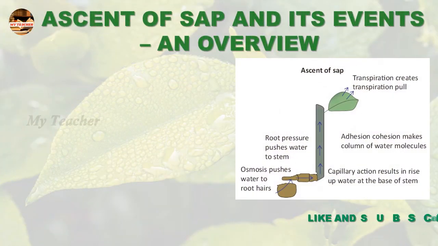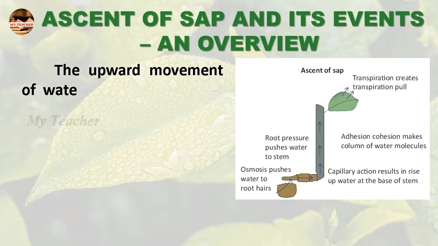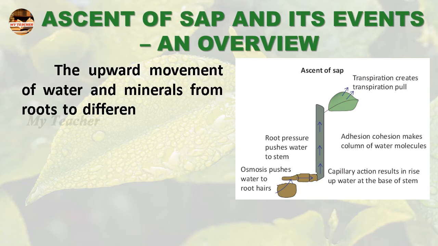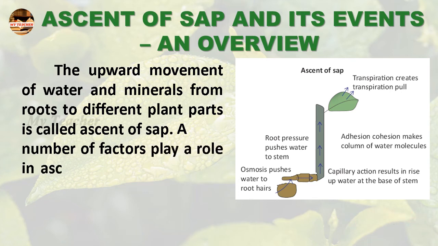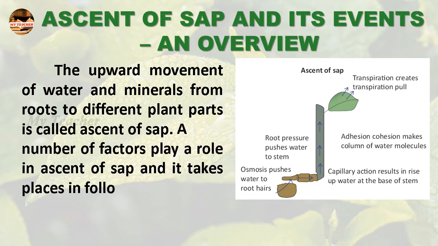Ascent of sap and its events and overview. See the picture showing the direction of water from the root to the stem. It is transpiration pull which forces the water to come up. The upward movement of water and minerals from roots to different plant parts is called ascent of sap. A number of factors play a role in ascent of sap, and it takes place in the following steps.